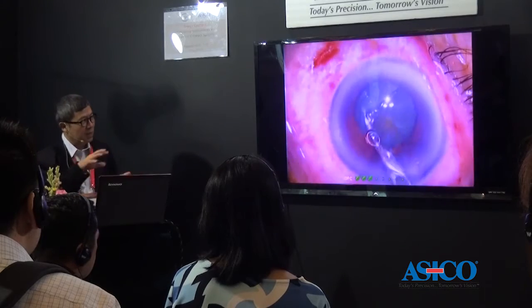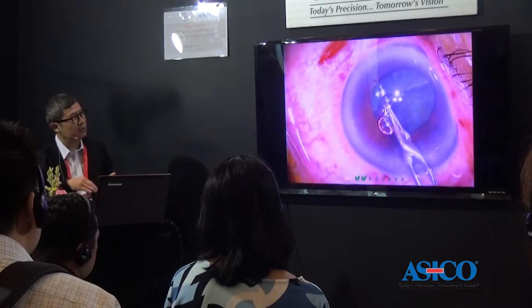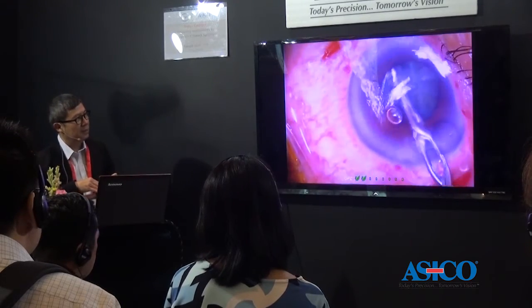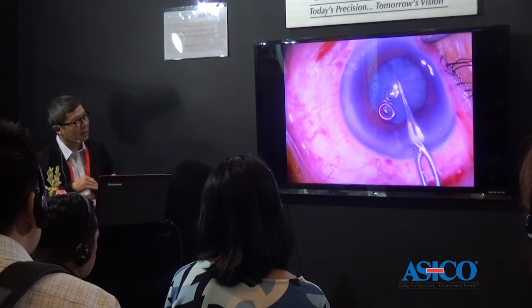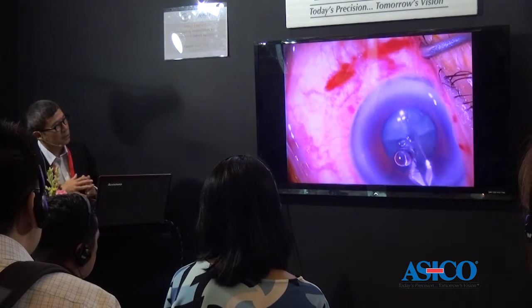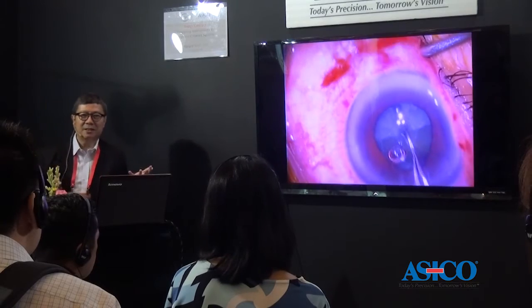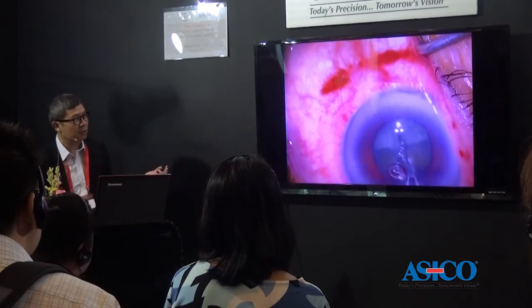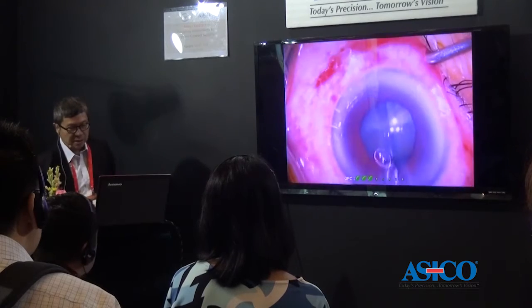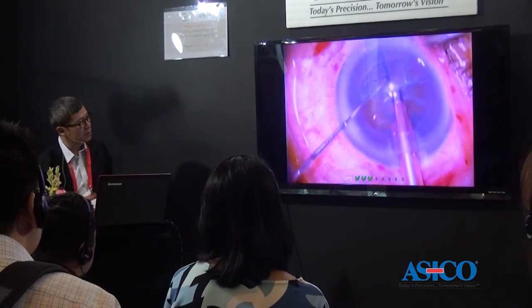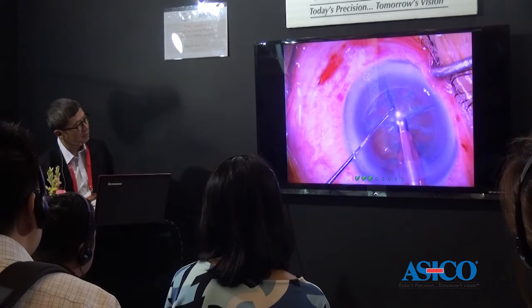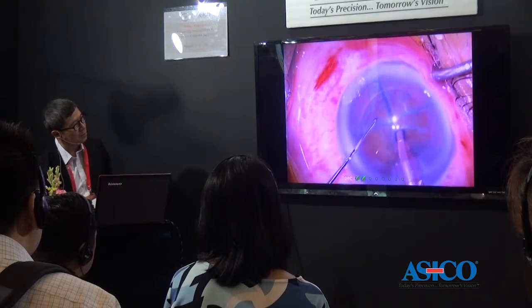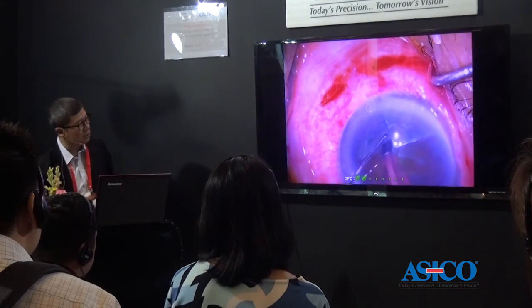Then you just need to rotate it 90 degrees with a little bit of hydrodissection and you complete the cracking of the whole nucleus into 4 separate quadrants. And the rest then is very, very easy. You can use whatever cheap phaco machine you want or that you have to really extricate each of these quadrants out most effectively. Okay, and you can see here, then you can go in and grab that. That's easy. Let's not dwell on that.